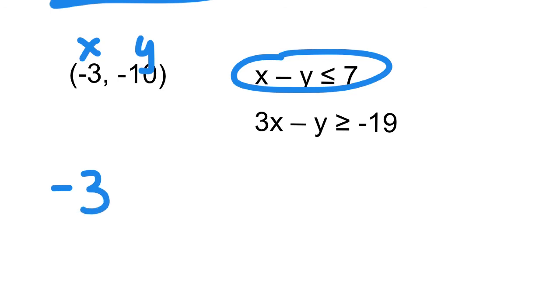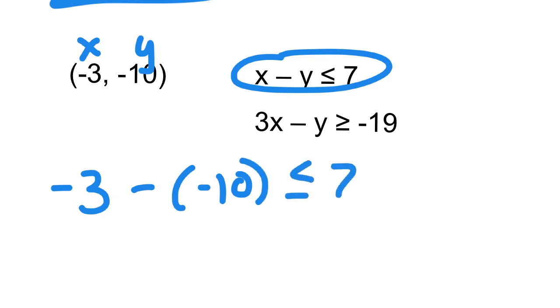So -3 and then the minus sign. Our y is -10, so it'll be minus -10 is less than or equal to 7. Well, that's the same thing as saying 3 plus 10. So 3 plus 10 is 7 is less than or equal to 7. Well, that is true. So that one fits that inequality.